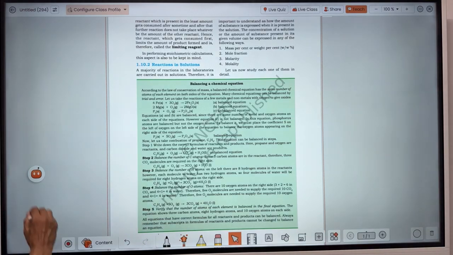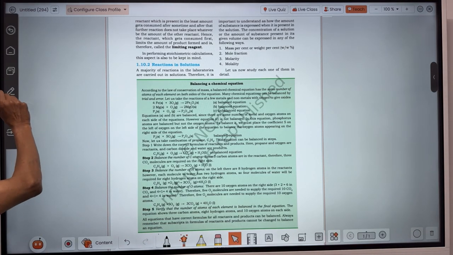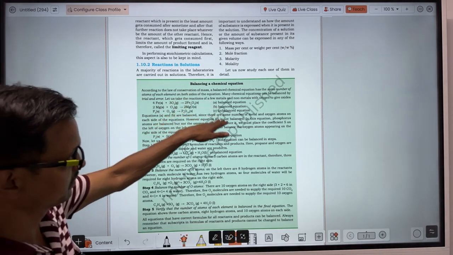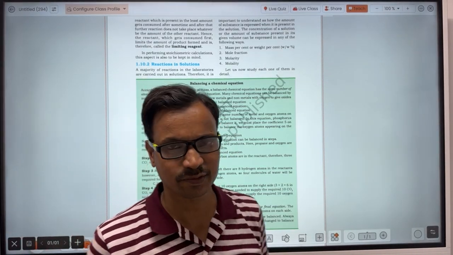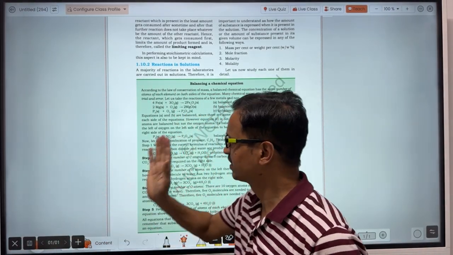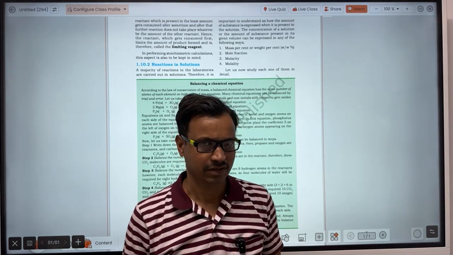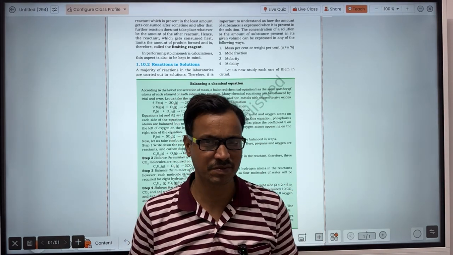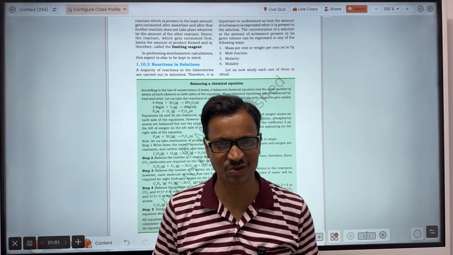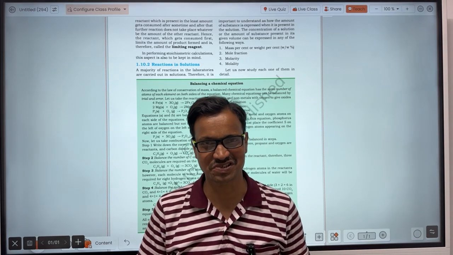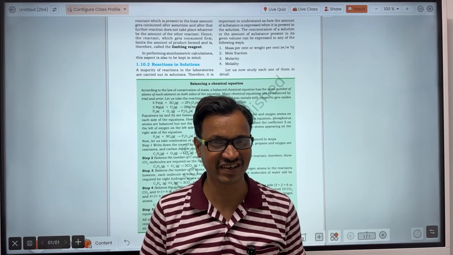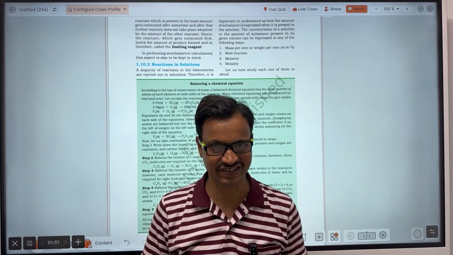Here is a topic: balancing a chemical equation. Let's discuss that first. Then after, a few questions. The concepts we have already discussed in the previous class, but one or two more questions about that we will also discuss. I hope that if you have solved other types of questions, you have not felt any difficulty.